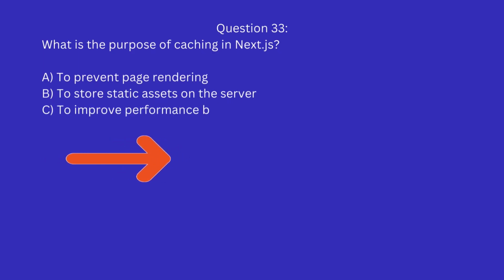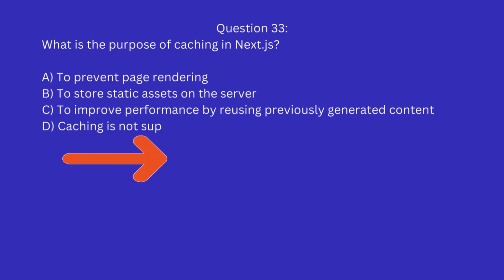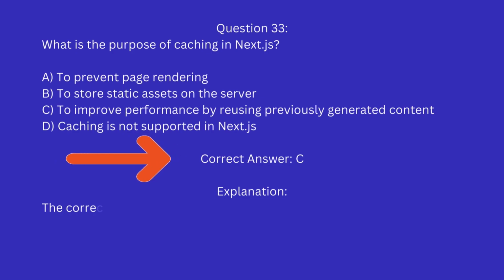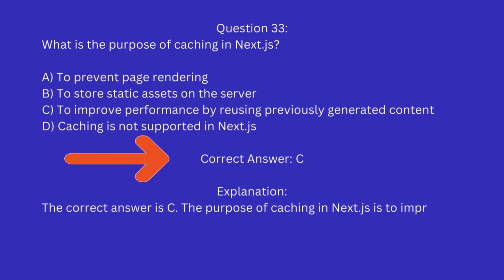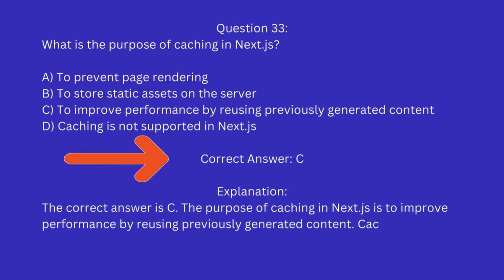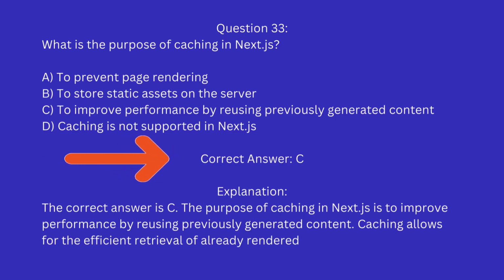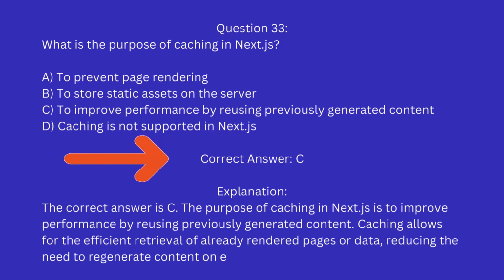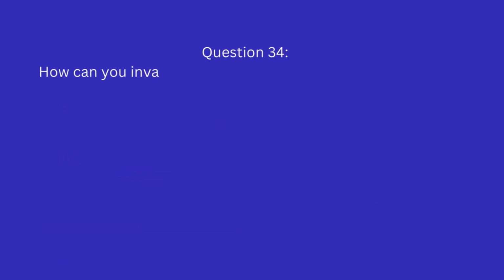The purpose of caching in Next.js is to improve performance by reusing previously generated content. Caching allows for the efficient retrieval of already rendered pages or data, reducing the need to regenerate content on each request. Question 34. How can you invalidate the cache for a specific page in Next.js?